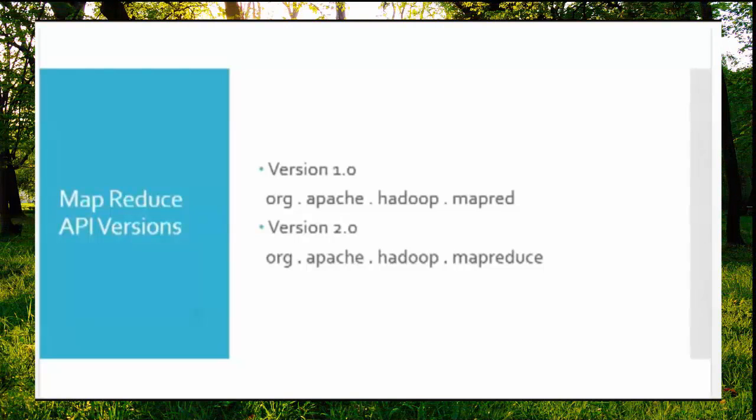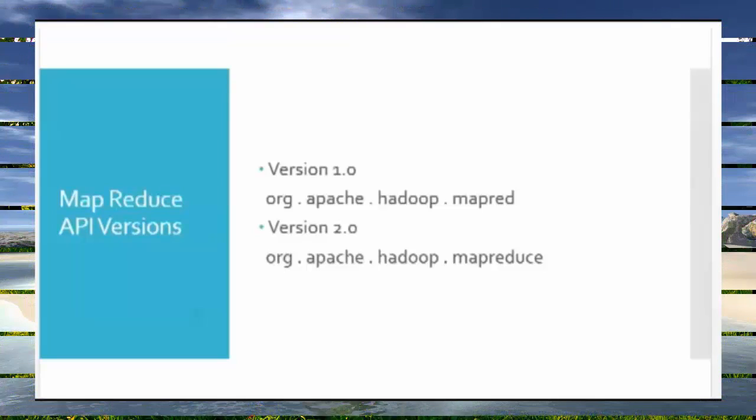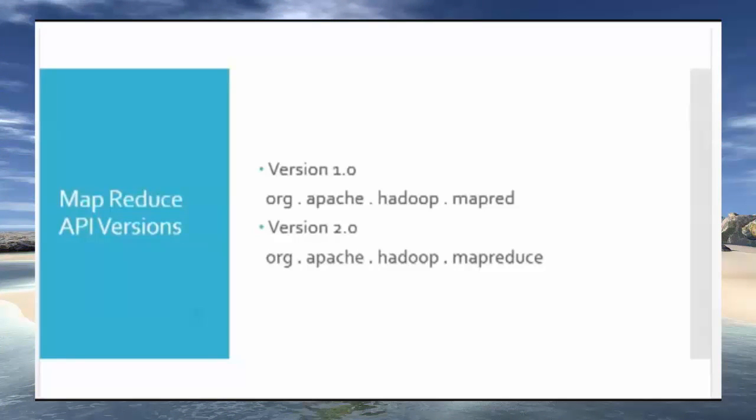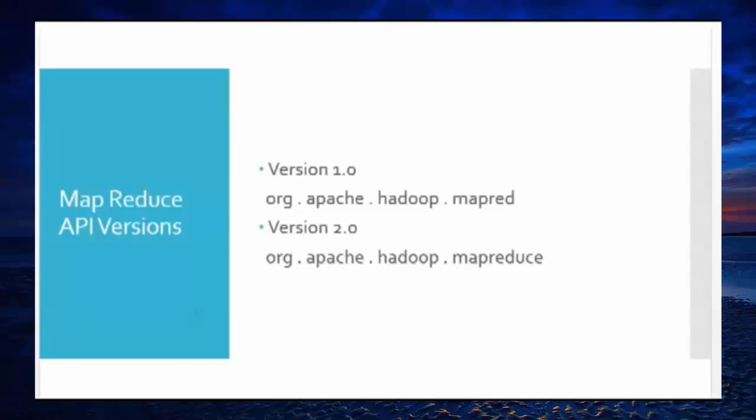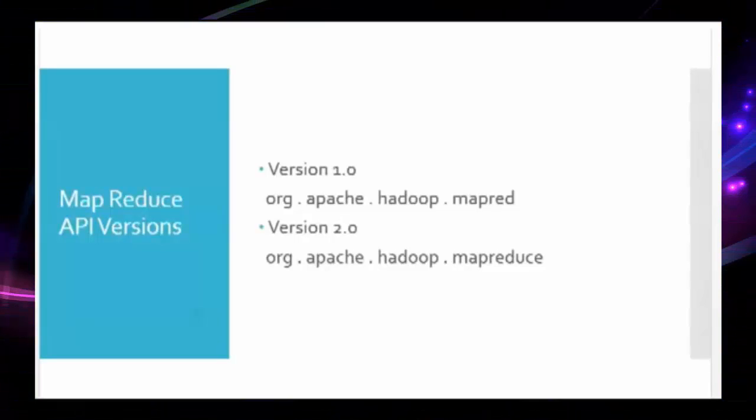If you see org.apache.hadoop.mapreduce, you're looking at version 2. So you want to be really careful to not mix your code and to really understand and research which version you want to work with in both proof of concepts and production environments.